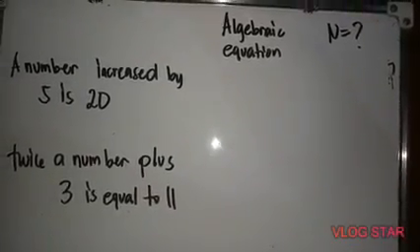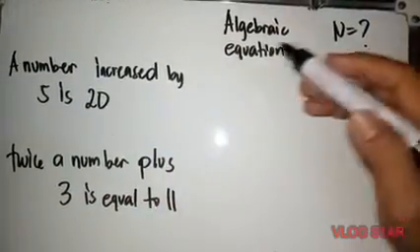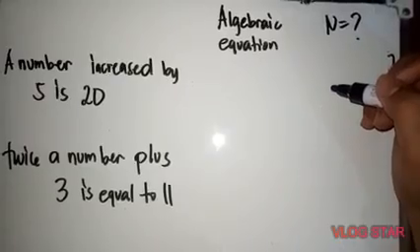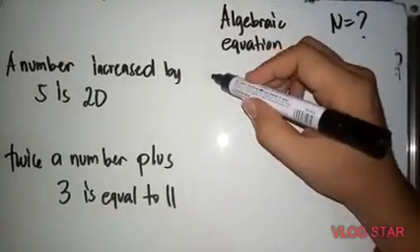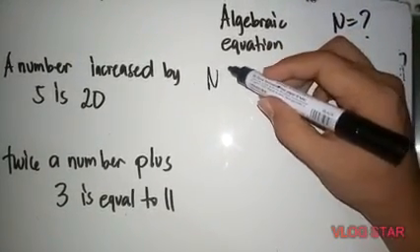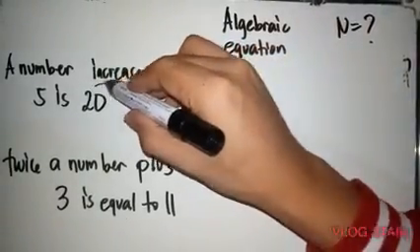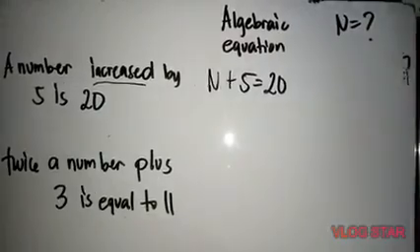So our last example: a number increased by 5 is 20. How do we write that as an algebraic expression? A number, we will use n, increased by 5. So plus for the words increased by 5, is equal to 20.